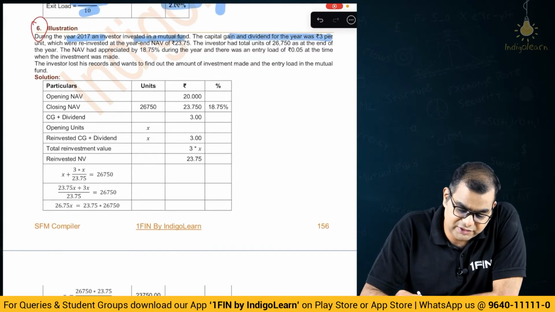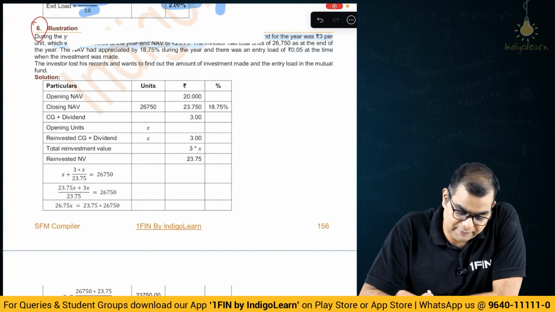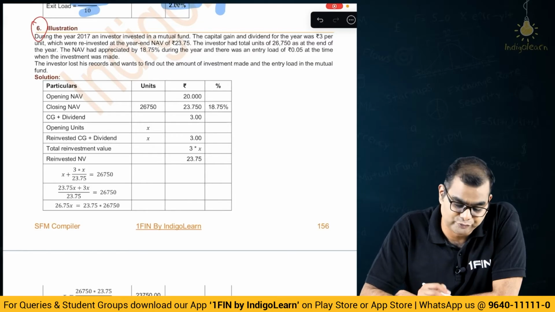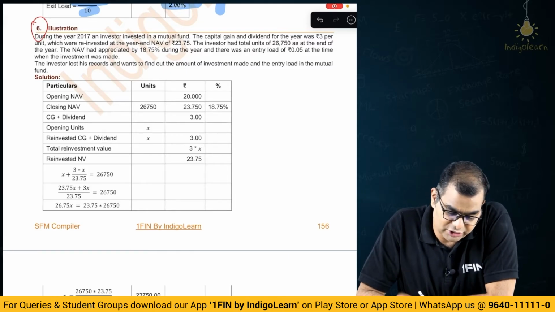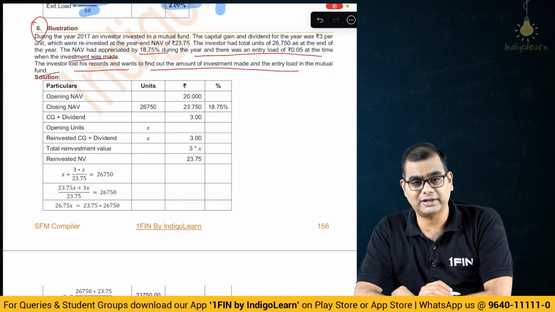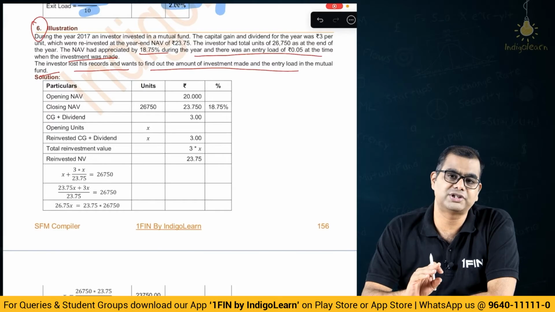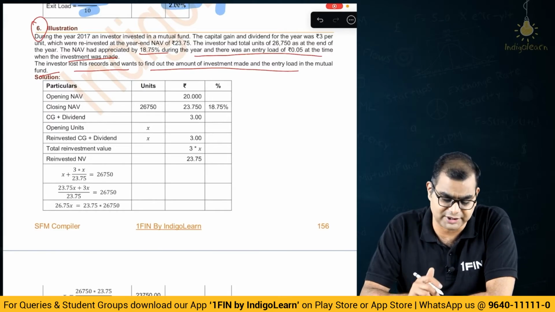Next, during the year 2017, an investor invested in a mutual fund. The capital gain in dividend for the year was rupees 3 per unit, which were reinvested at the year-end NAV of 23.75. Okay, so I will actually stop highlighting because it is hiding data. The investor had a total of 26,750 units at the end of the year. The NAV had appreciated by 18.75% during the year, and there was an entry load of 0.05 at the time when the investment was made. The investor lost his records and wants to find out the amount of investment made and the entry load in the mutual fund. You get a lot of questions in the mutual fund chapter of this type, where they give you half information and expect you to find out some other information.